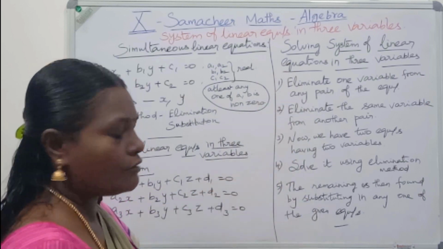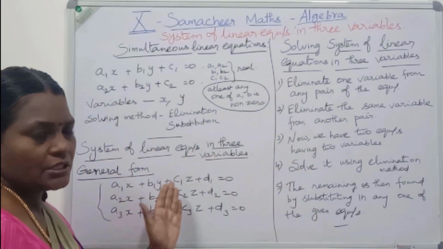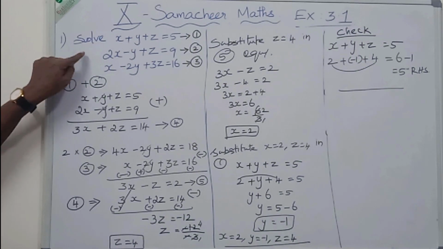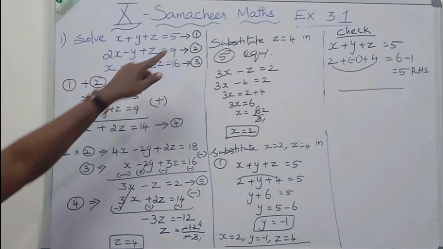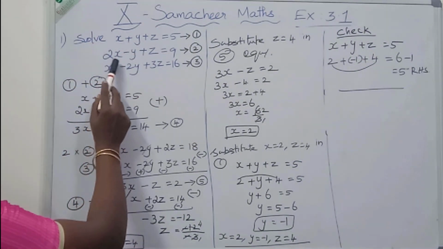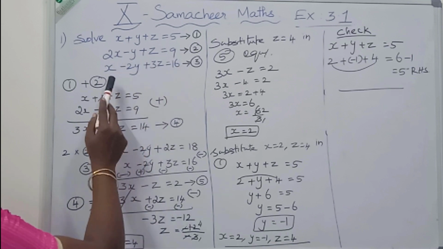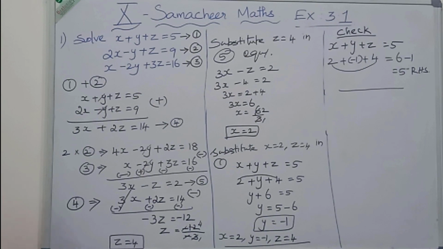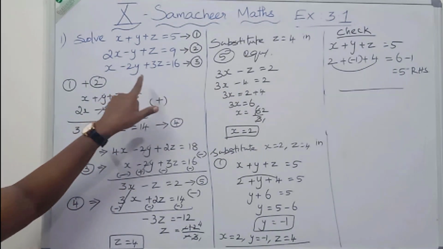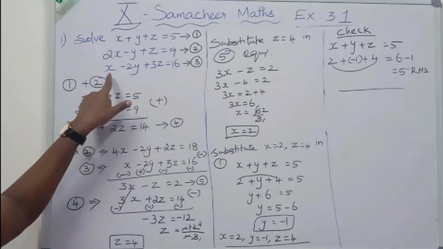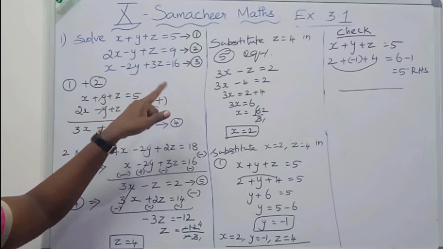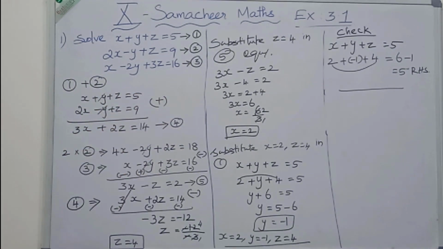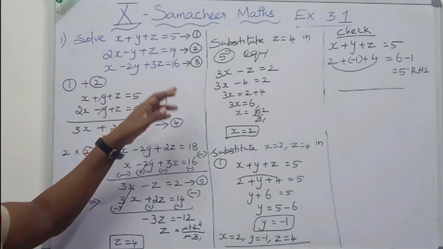We are going to solve systems of linear equations. The first question: solve x plus y plus z equal to 5, 2x minus y plus z equal to 9, x minus 2y plus 3z equal to 16. These are 3 linear equations with 3 variables, x, y and z. So we have to find the values of the variables.